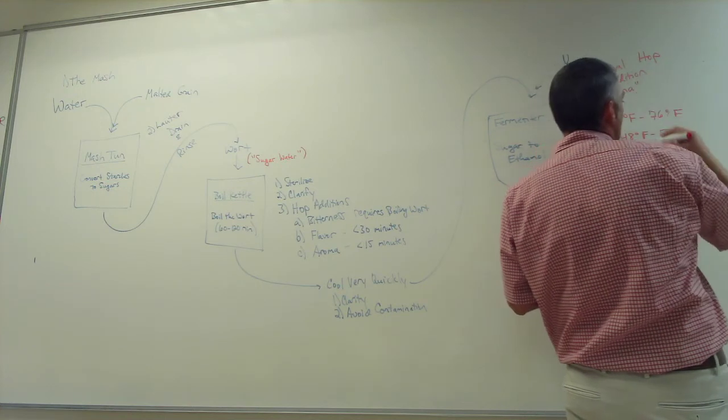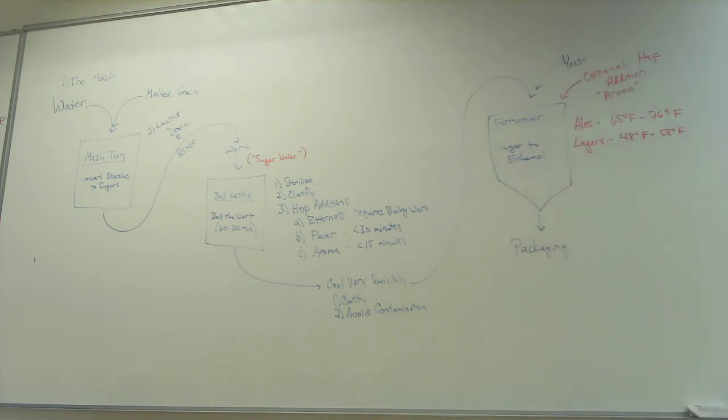This is called dry hopping. We put the hops in dry into this wort. We want those aromatic compounds. Those are the easy ones. Those are the ones that will come off the beer very easily.